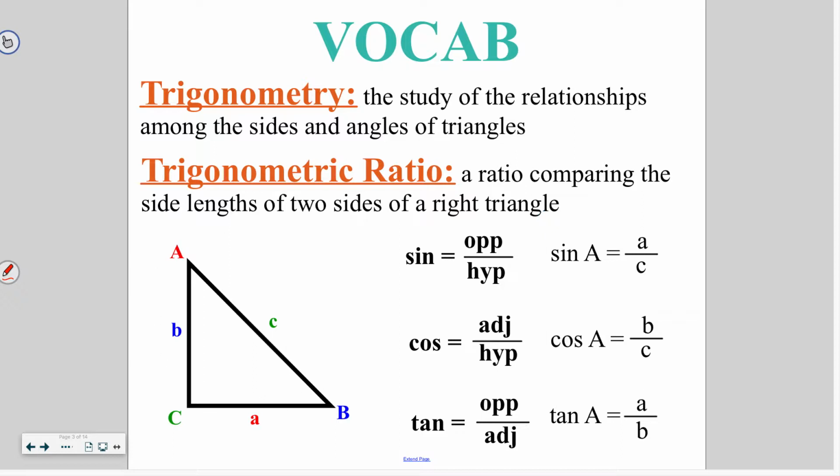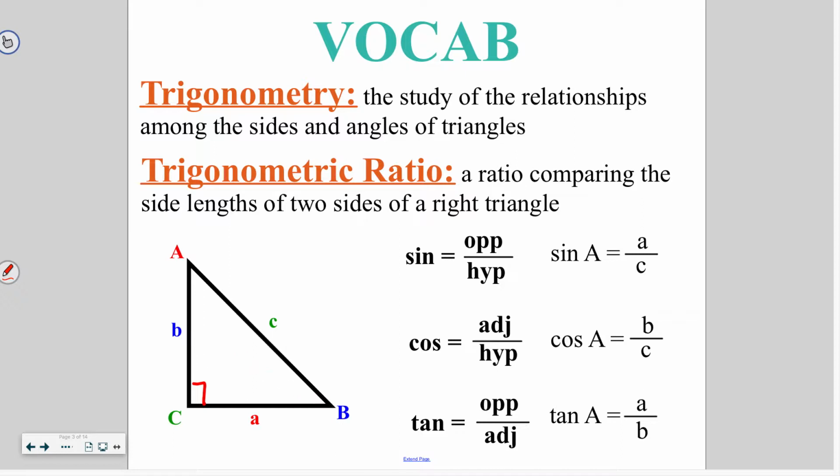Again, C is our right angle, and notice how C is also the label of our hypotenuse. Notice that angle A is opposite from side A, and angle B is opposite from side B. What we mean by opposite is that you could draw a straight line from the angle to the side.